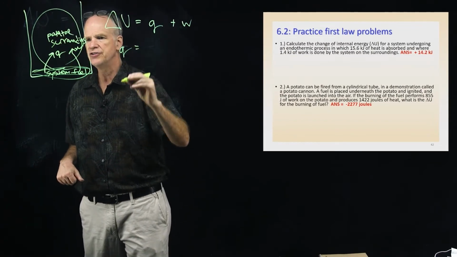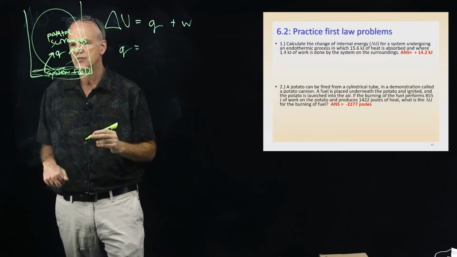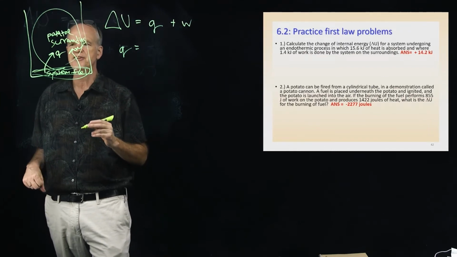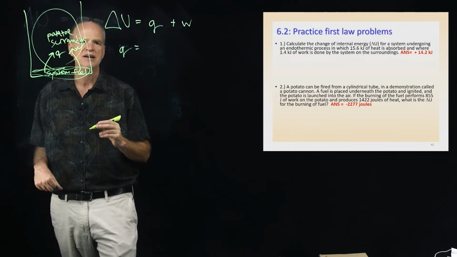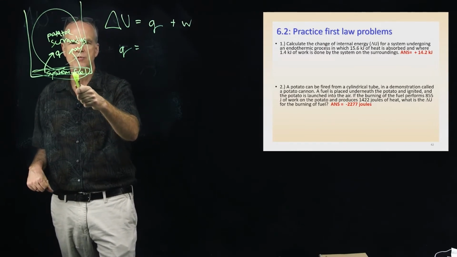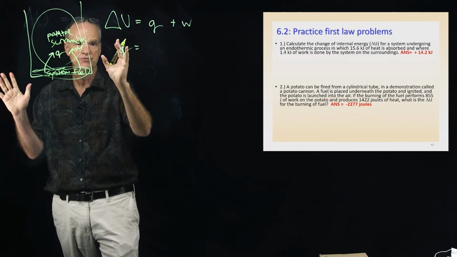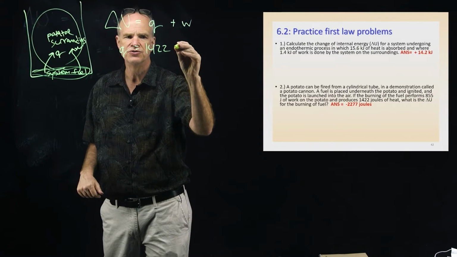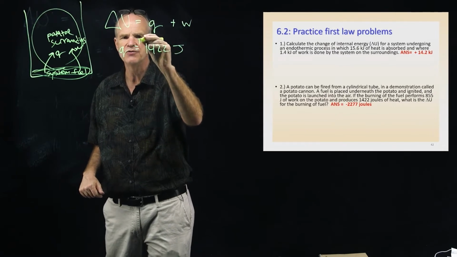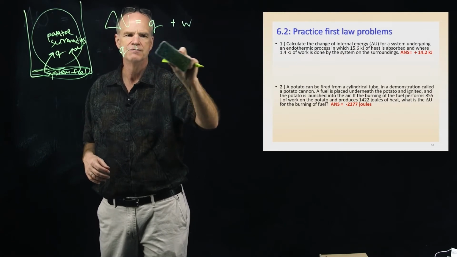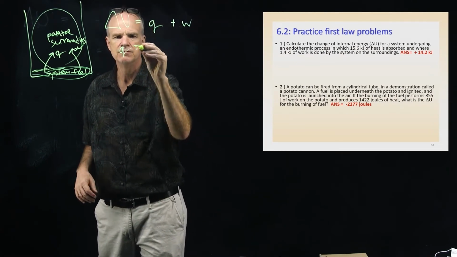So Q here, it says, and the potato is launched in the air, if the burning of the fuel performs 855 joules of work on the potato and produces 1,422 joules of heat. Okay, so Q is, we have a fuel that is burning, and so it's releasing energy, it's releasing heat, it's exothermic. So Q should be 1,422 joules. And so it should be a negative sign because it's exothermic, right? So it's a negative sign.